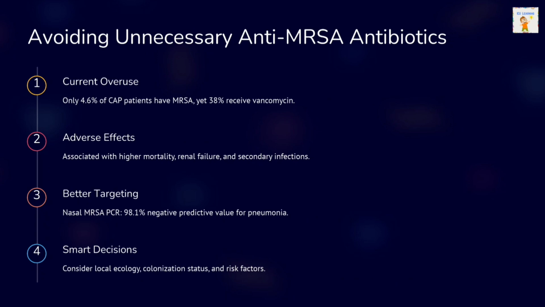Also, we should avoid unnecessary anti-MRSA antibiotics. In one of the studies for community acquired pneumonia, 38% of patients received vancomycin, but only 4.6% had MRSA. Empirical MRSA cover can increase mortality, and can cause renal failure, Clostridium difficile infection, and secondary infections. So we can do a nasal screening by PCR, and if it is negative, there is a very high negative predictive value for community as well as hospital acquired infections. And case by case, we should decide whether to give MRSA cover rather than giving empirical coverage.